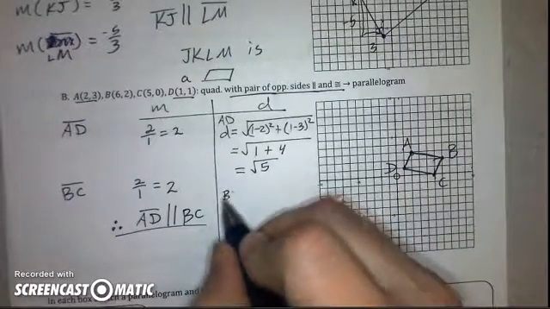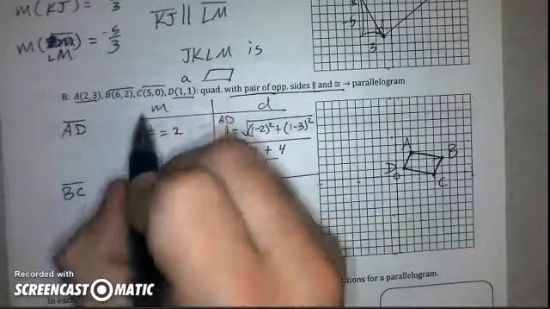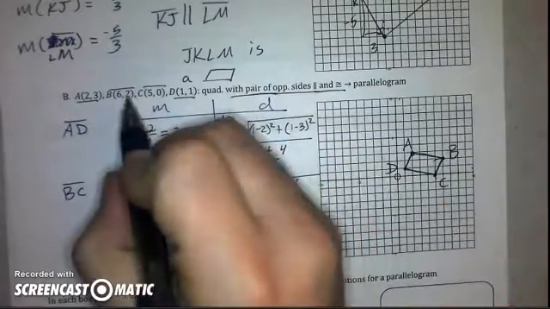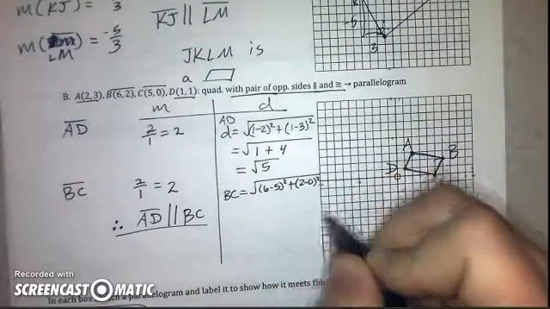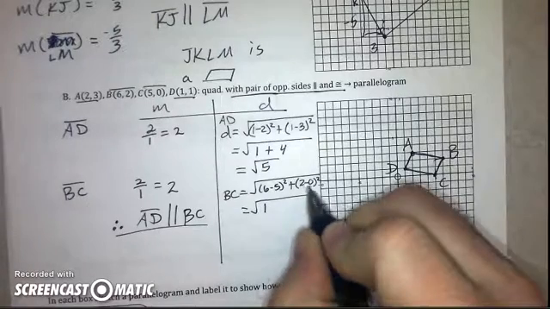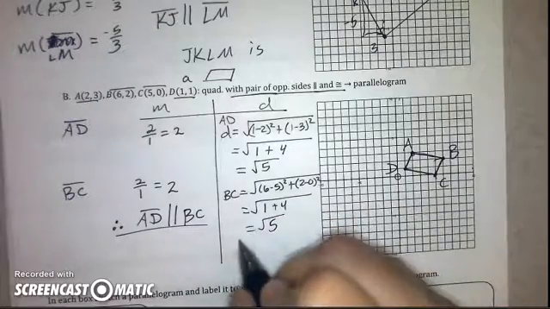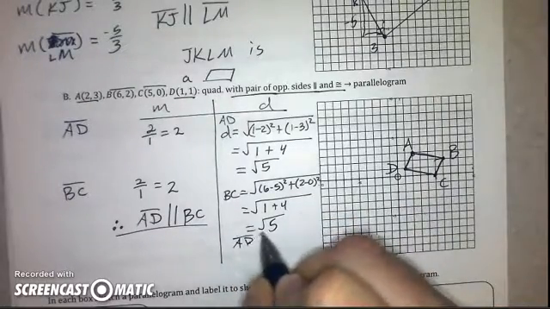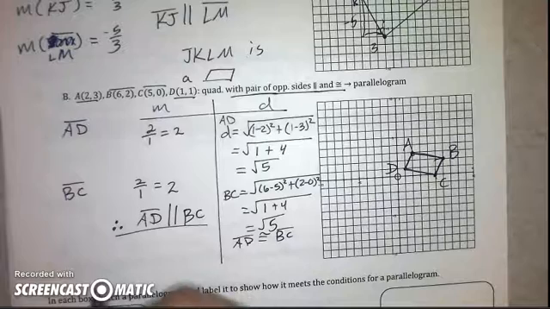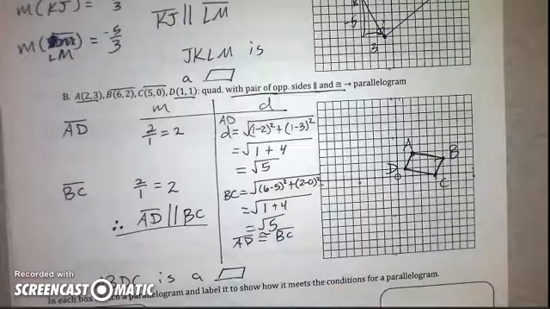So we're going to try the same thing for BC. We're going to use these points. Difference of the x's, 6 minus 5 squared. Difference of the y's, 2 minus 0 squared. 6 minus 5 is 1. 1 squared is 1. 2 minus 0 is 2. 2 squared is 4. So once again, we get square root 5. That means that AD is congruent to BC. So we have one pair of opposite sides that are both parallel and congruent. So ABCD is a parallelogram.